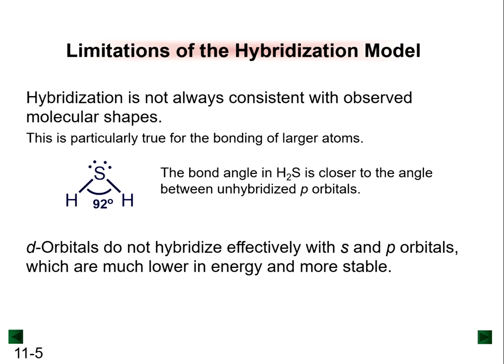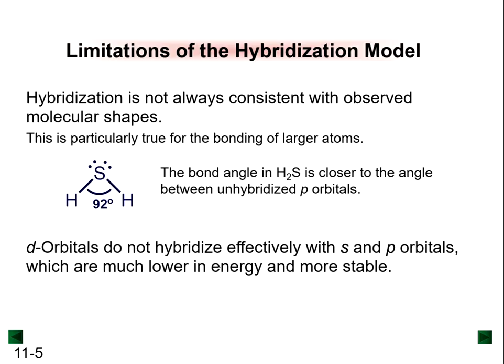So here's a molecule, dihydrogen sulfide, or hydrogen sulfide as it's commonly called, H2S. The bond angle in H2S, if we think about this in a simple sense, H2S would be a tetrahedral electron group arrangement. And we might expect the HSH bond angle to be approximately 109.5. It should be a little less than that because of the two lone pairs up above, but the bond angle in H2S is closer to the angle between unhybridized p orbitals.